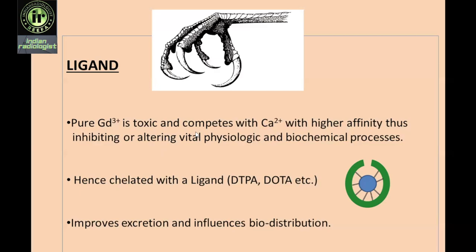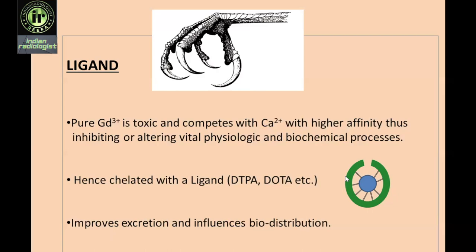We chelate it with a ligand. A ligand is nothing but a molecule that is used to bind an atom. Here the various ligands we have are DTPA, DOTA, we'll discuss them. This ligand not only chelates the gadolinium ion, rendering it non-toxic, but it also improves its excretion as well. So in Greek, chelos means claw. So you can see here how gadolinium is caught or wrapped by the ligand molecule, and the gadolinium ion is in the center.